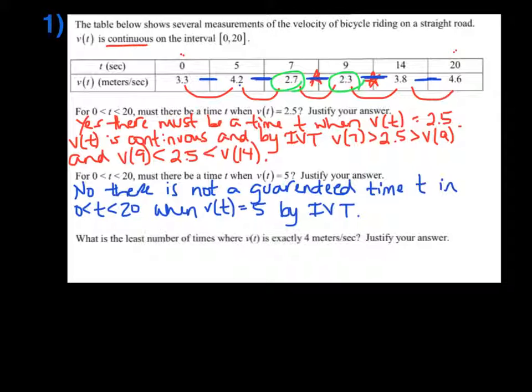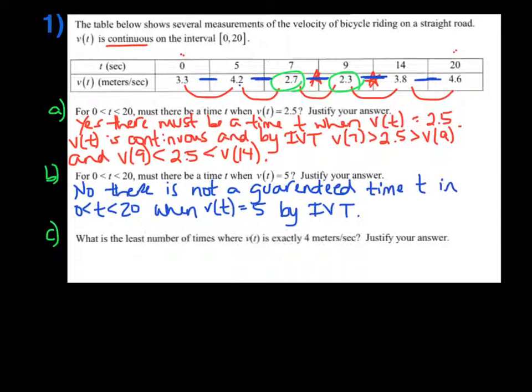All right, the next one is interesting and is asked quite a few times. What's the least number of times where v(t) is exactly 4 meters per second? Justify your answer. So it's pretty similar to the first one that we just did, the letter, if I call this letter A up here. Okay, it's pretty similar to that first one. I'm doing the exact same thing.